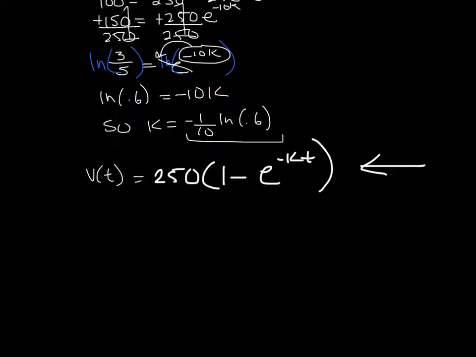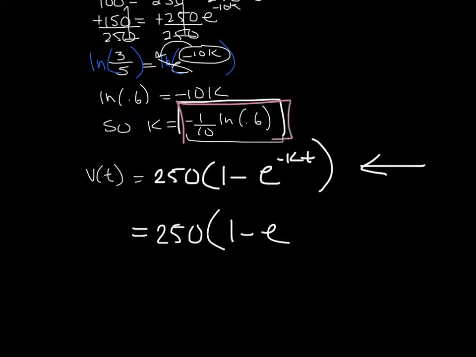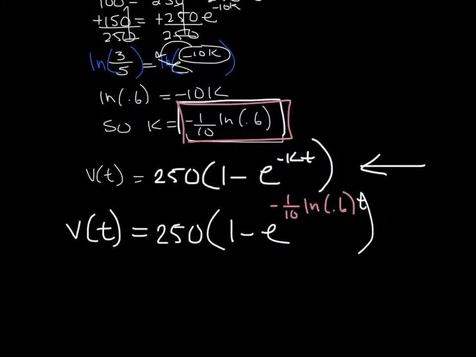Okay, so let's use our information. So we have 250 times this quantity, and we have kt. So what was our k? Our k was this, where is it? Oh, it's right here, in pink. So that's our k, which is negative 1/10 times the natural log of 0.6. And we have, okay, so this is our V of t. It's a function of t, and I forgot my t here.